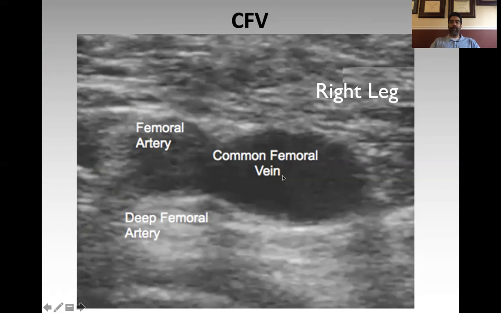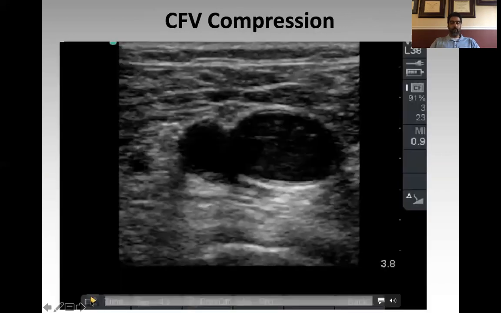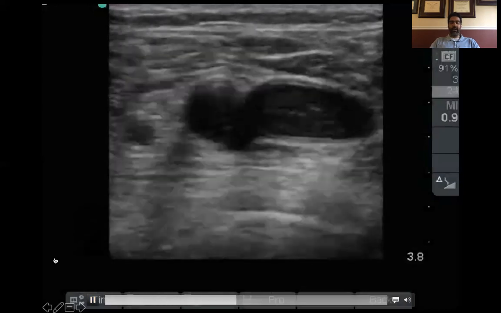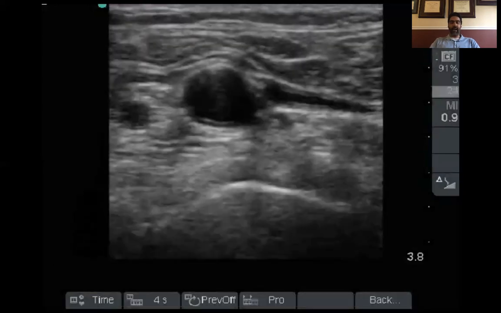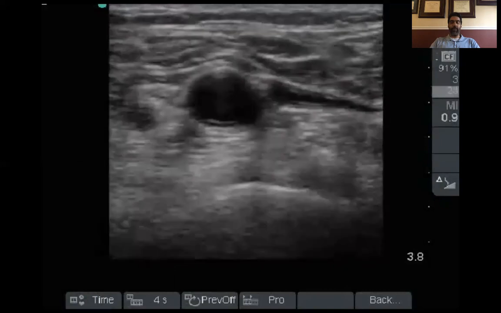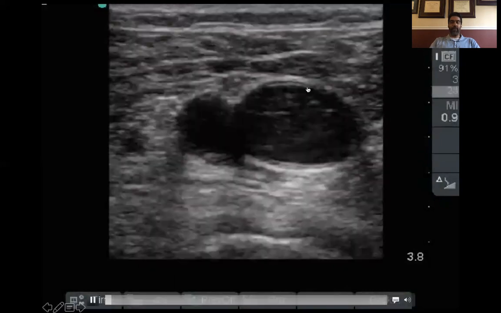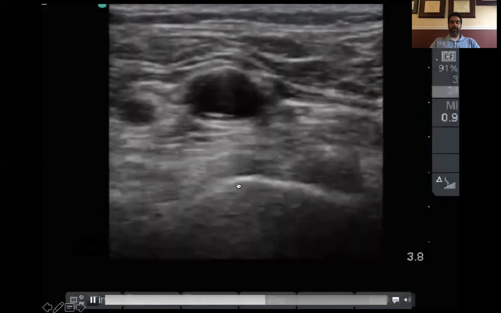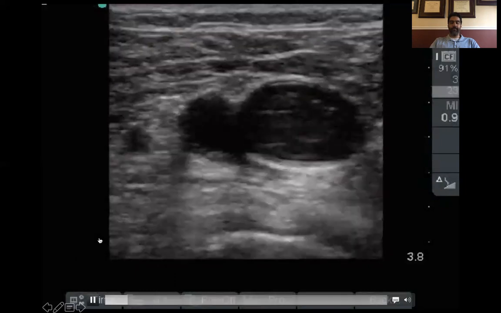Okay, so common femoral vein, typically, like I said, at the level of the inguinal ligament, you're going to find this and compress it. And that's what that would look like. You can see that as you push down, that vein is nicely collapsing. You want to push down enough so that the two walls touch and then let up to let it rebound.